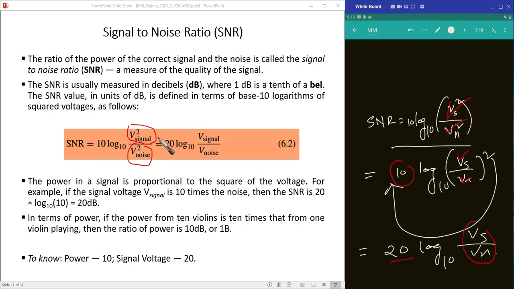This is how you calculate the SNR in terms of dB, or decibel. If you consider the signal level over noise level, then you multiply by 20. And if you consider the power level over noise power, then you multiply by 10. It's basically the same, because the square is coming in the case of signal.